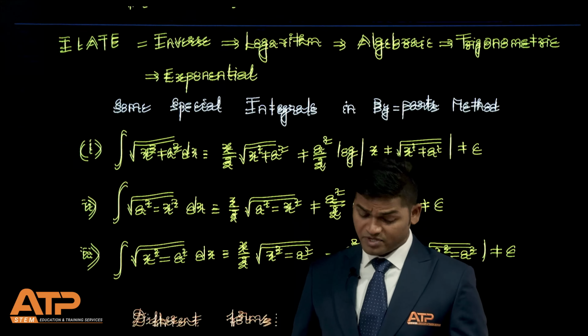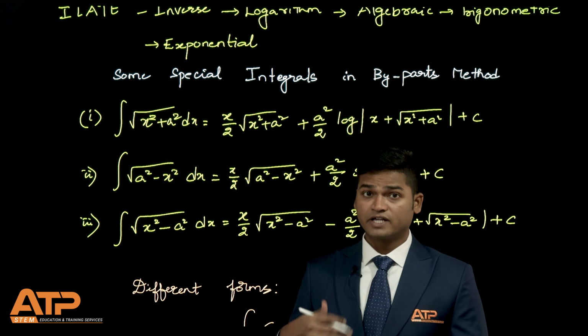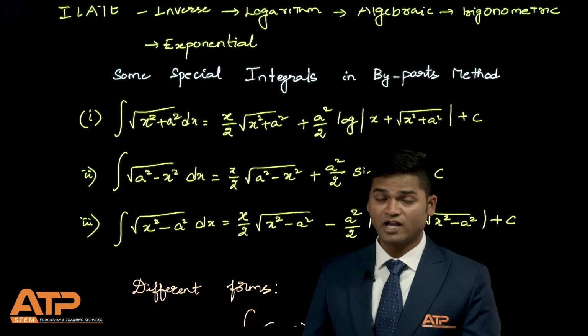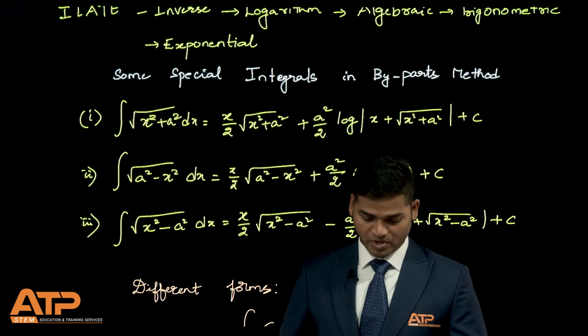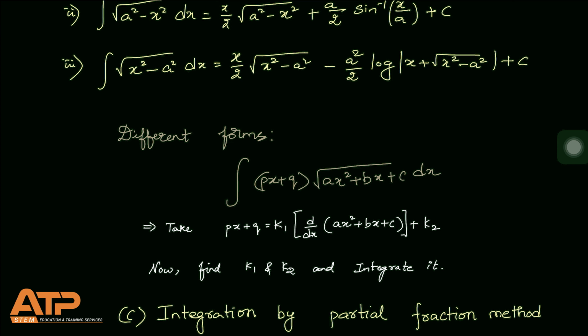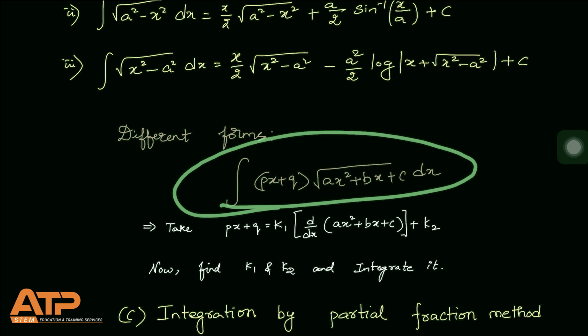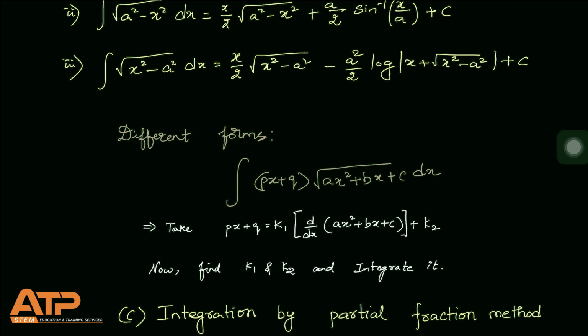Okay. Next, some integration results which you can get from the by parts, that if you memorize it, it will be easy for you to solve many questions. The different form I have told, right? Px plus q. This we can substitute. Px plus q equal to k into d by dx of x square plus bx plus c plus k2. So this we will do by parts. The other 2 we do by substitution method.